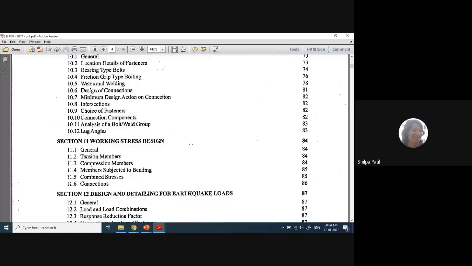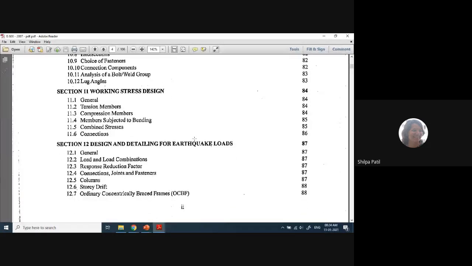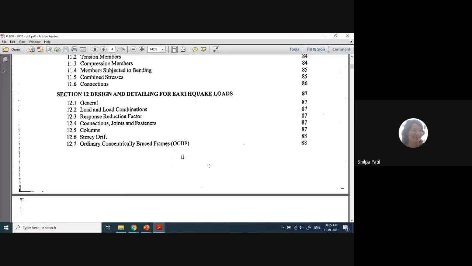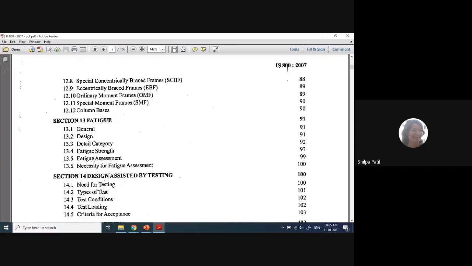Okay. Section 11 is related with working stress design. We are not using that, so it is not required to read even. And section 12, when you design the steel structures which are subjected to earthquake loads, then this section is also required. Right now we are learning only up to the wind load analysis, so section 12 will not be required.